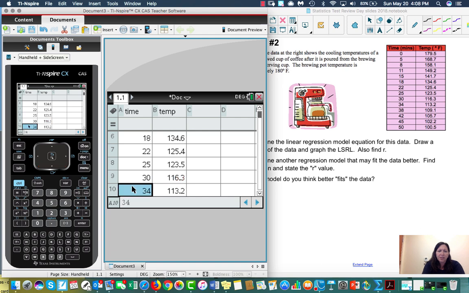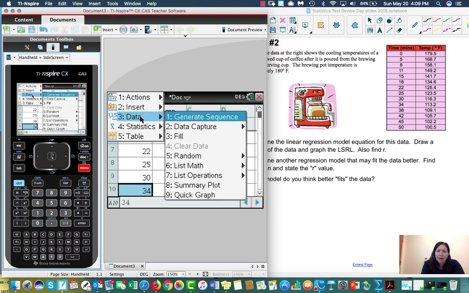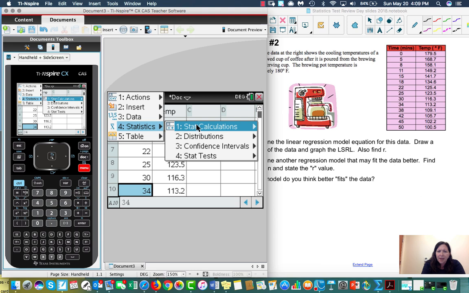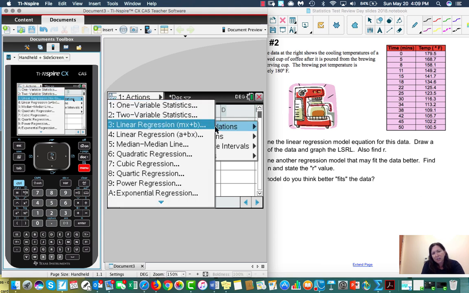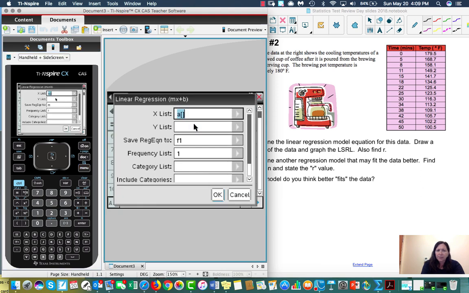So what I'm going to do is just click on my A column here. And then I'm going to go menu, and I'm going to go to statistics, and then stat calculations, and I'm going to go to my regression model. Okay, y equals mx plus b. I'm going to type in for x, I've got my time. For y, I have my temperature, and I'm going to press OK.